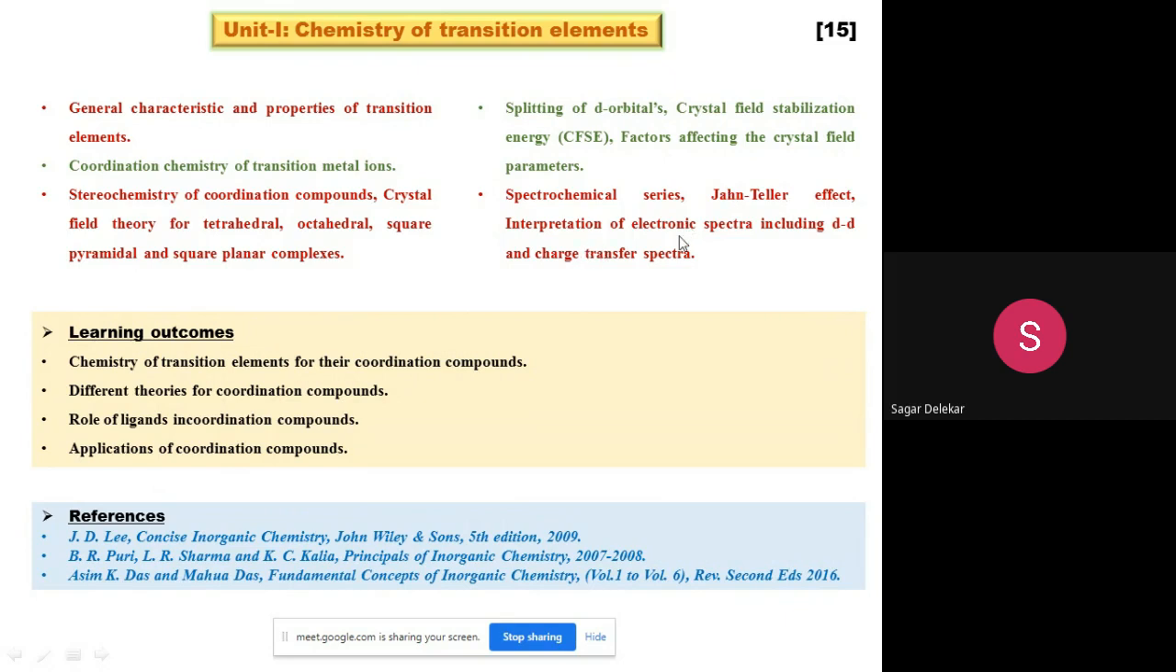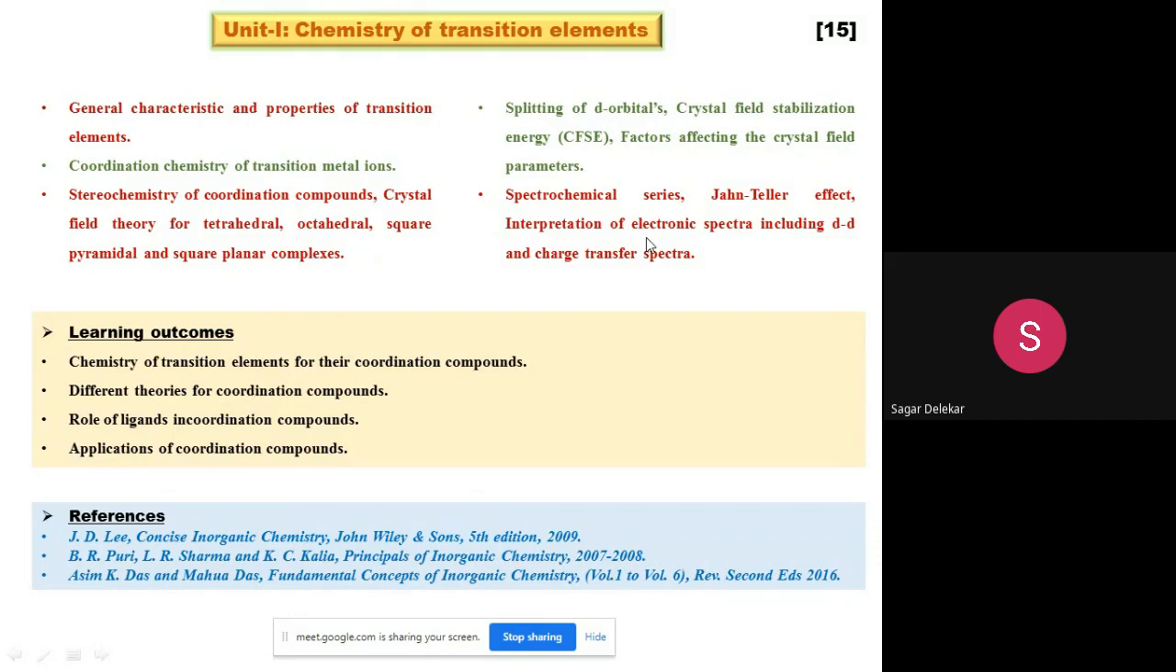Then interpretation of electronic spectra, including d-d and charge transfer spectra. If you want to interpret the electronic spectra, these are the two basic aspects. One can use the d-d transition, or one can use the charge transfer transition. For in-depth interpretation of the electronic spectrum of any complex, you want to be aware of the Orgel diagram, you might be knowing about the correlation diagram, you might be knowing about the Tanabe-Sugano diagram.